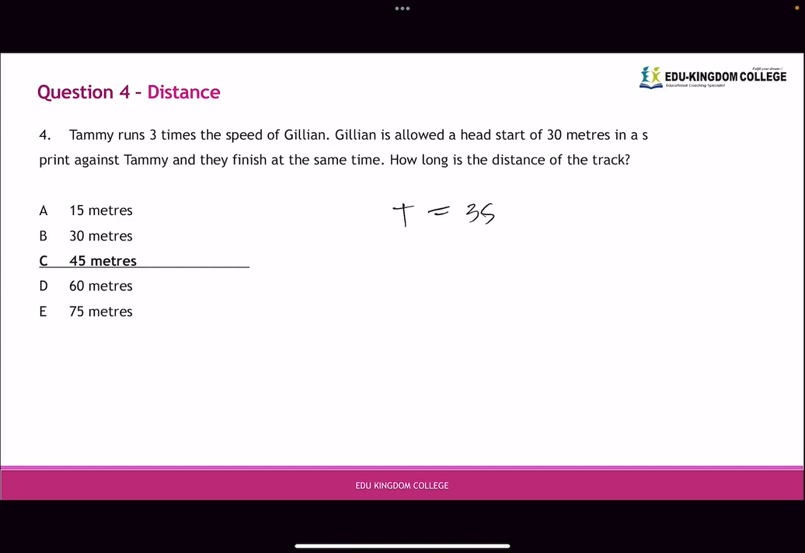So Gillian is allowed a head start of 30 meters in a sprint against Tammy, and they finish at the same time. So let's say the distance of whatever they run is x. Gillian equals x minus 30. Tammy equals x.